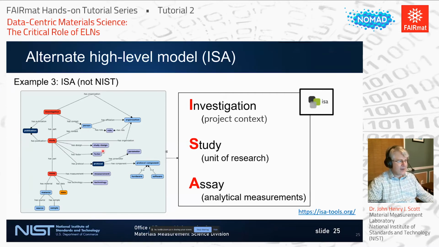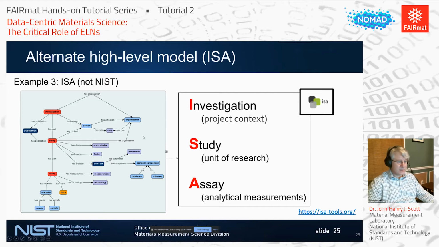You see a similar graph of nouns or objects in the domain of discourse or the research workflow, where you've got materials, the key ones being the investigation, study, and assay, which are the origin of the name of this approach. But also they've chosen to label the relationships. So not only are there links, but the relationships themselves, similar to an ontology, have a description. So a study has a contact, and that is a person. That person has a role. That role is a role within an organization. The person's affiliated with an organization, and so on.